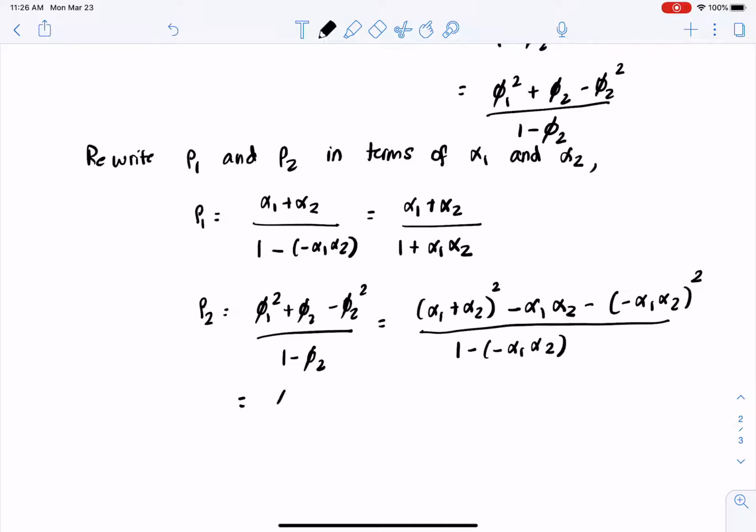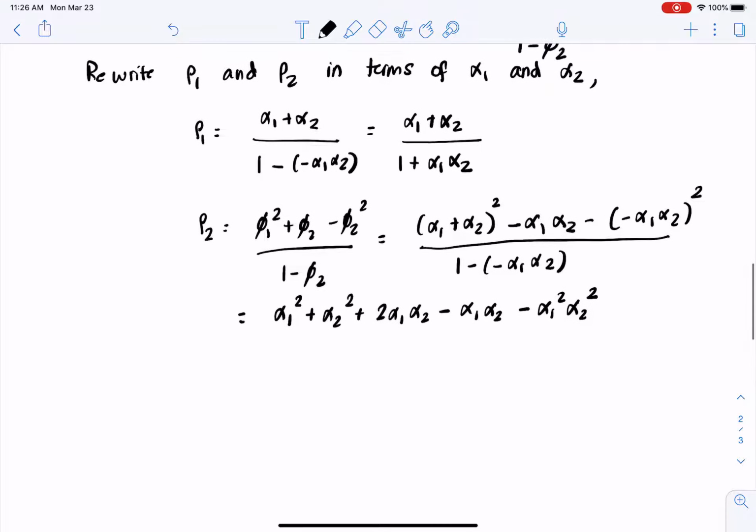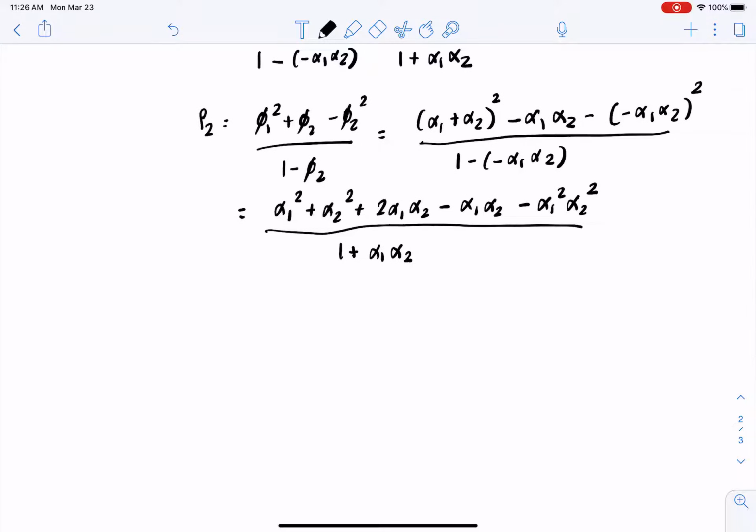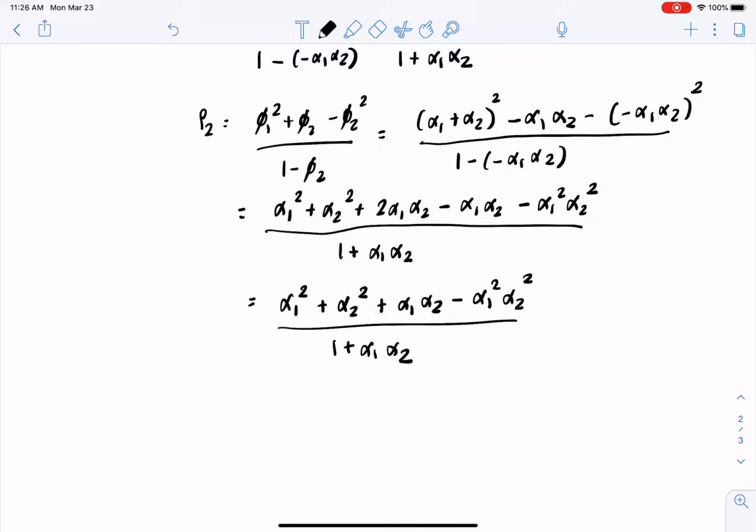And that would equal alpha 1 squared plus alpha 2 squared plus 2 alpha 1 alpha 2 minus alpha 1 alpha 2 minus alpha 1 squared alpha 2 squared, divided by 1 plus alpha 1 alpha 2. So we could cancel a couple of terms. We'd end up having alpha 1 squared plus alpha 2 squared plus alpha 1 alpha 2 minus alpha 1 squared alpha 2 squared over 1 plus alpha 1 alpha 2.